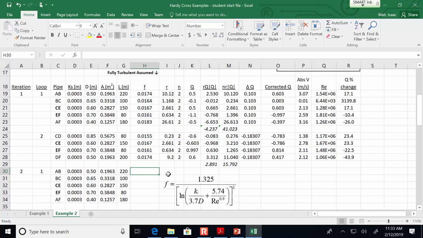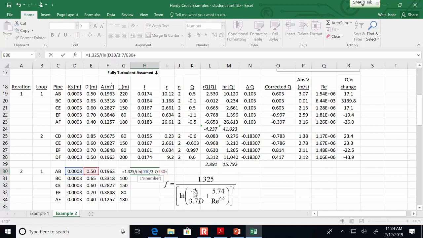So 1.325 divided by the logarithm, I guess I don't need two parentheses, logarithm of K sub s divided by 3.7 divided by D. So now all of that represents this first term. And I can put plus, I don't have to put any extra parentheses by doing that double divided by. One of the reasons I like that trick is that then you don't have as many parentheses. And I think that's what sometimes makes entering formulas in Excel a little tricky.